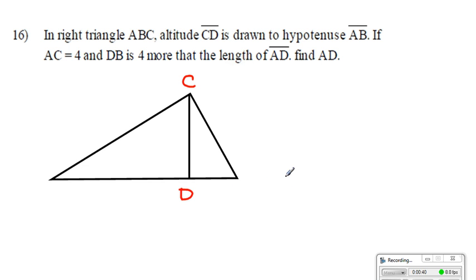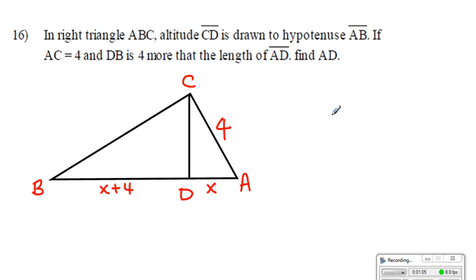Now, AC is 4, so this is A, and then if I call this one this way, AC is equal to 4, and DB is 4 more than the length of AD. So if I call this one X, then this will be X plus 4. Now find the length AD.